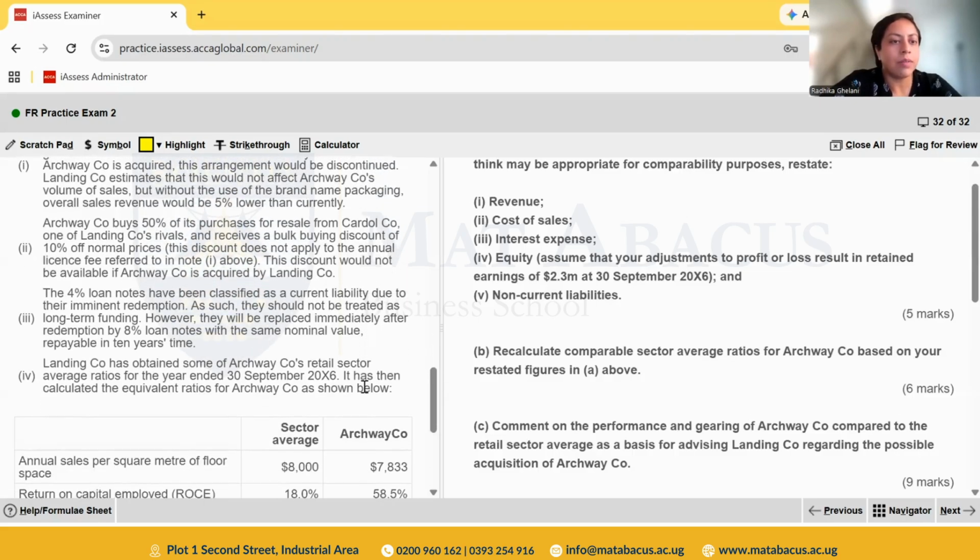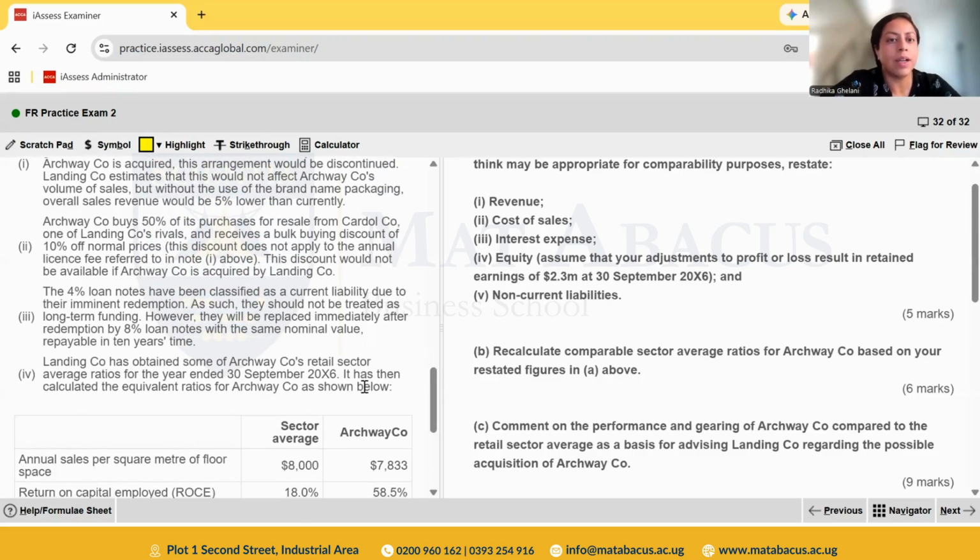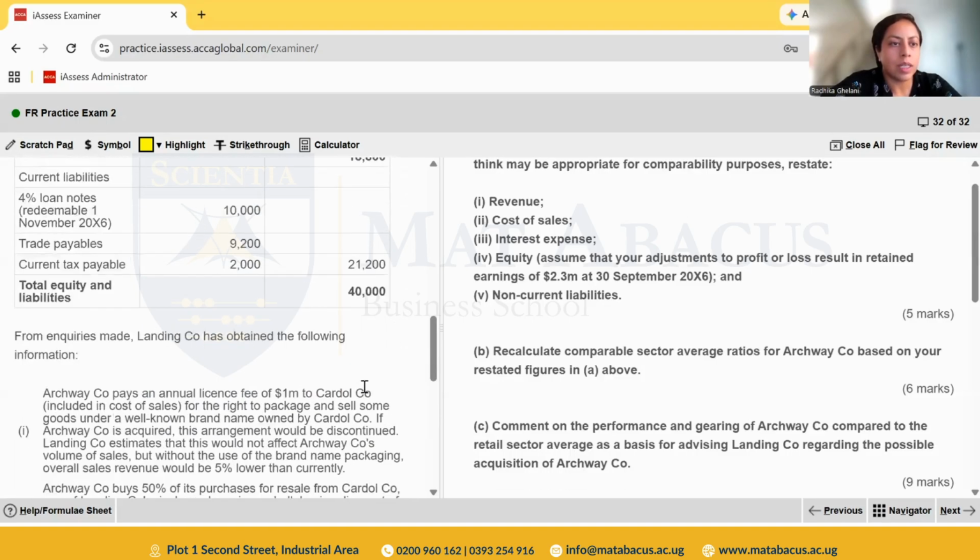Note number 3 says the 4% loan notes have been classified as a current liability due to their imminent redemption. Let's first see the SOFP.